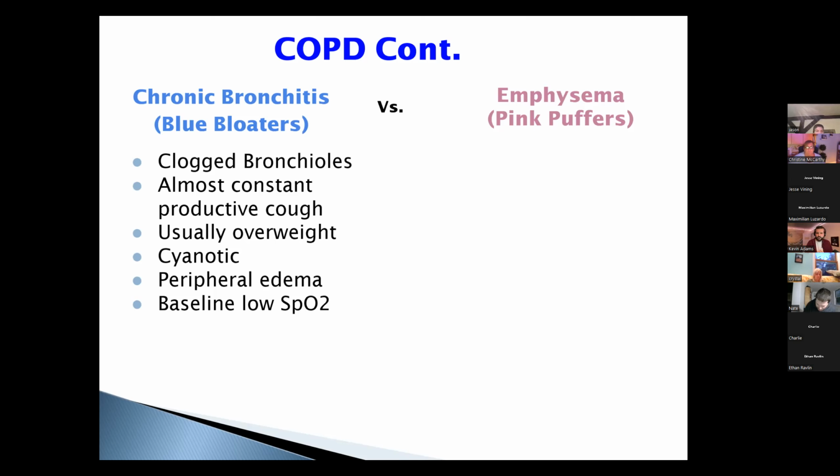They're going to be cyanotic. So these patients are not going to be getting enough oxygen. So they're going to be blue, typically around the lips or in the face. And they're going to have a baseline low SpO2. So these are those patients that we're talking about who are going to be on home oxygen quite frequently. They're going to say, you know what, my SpO2 is normally around 88 on 2 liters.